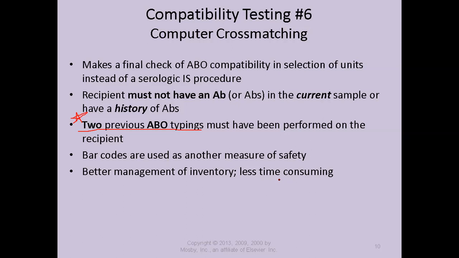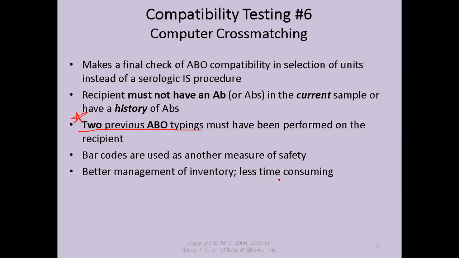Barcodes are used as a safety measure, and this is felt to be a better management of inventory. Basically, there's a system of checks built into the computer. Let's say I have a patient who's A positive. The computer is going to go into the inventory. Let's say we bought all of our units from the Red Cross. They all have a barcode label on them and are scanned when they come in, so we know what's in our inventory, and what is also captured is that unit's expiration date.